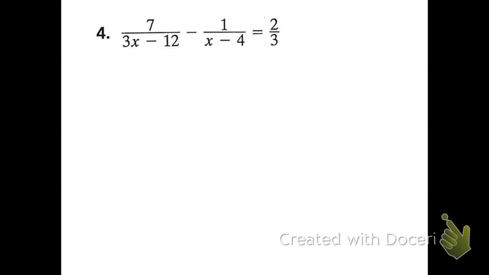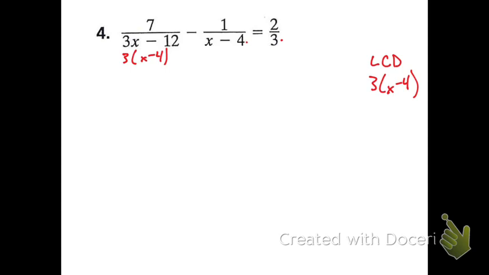Here, I'm going to go ahead and factor right in here. This is 3 parentheses x minus 4. So that'll help me come up with my least common denominator. The least common denominator, or LCD, should be 3 with an x minus 4. It's very handy that that's a 3 and that's an x minus 4 there.